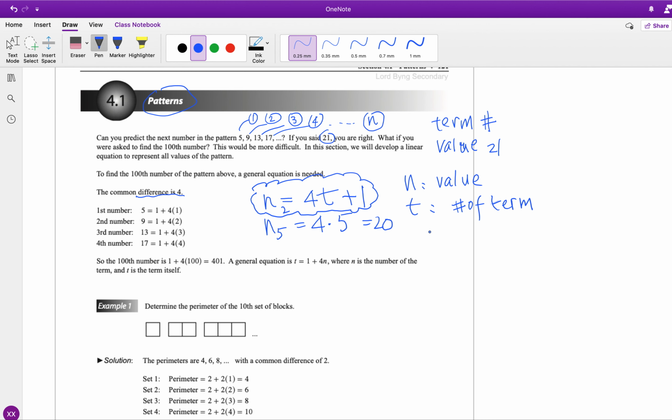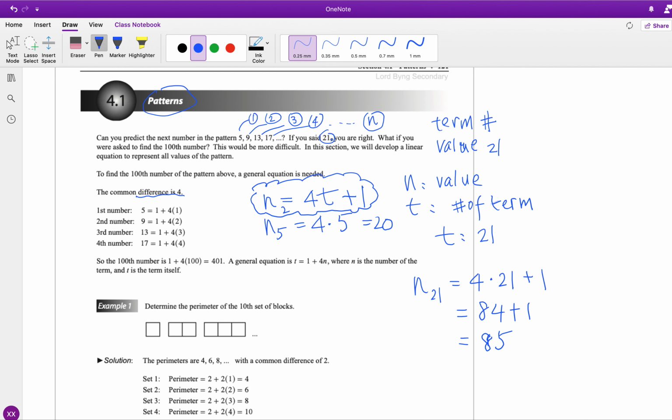So how about the 21st term? Wow, that is going to be a large number, but you still can calculate it. The term number is 21. So therefore, my term value is 4 multiplied by 21 plus 1. That is 84 plus 1, then it's 85. That's it. Otherwise, you're going to add it on.